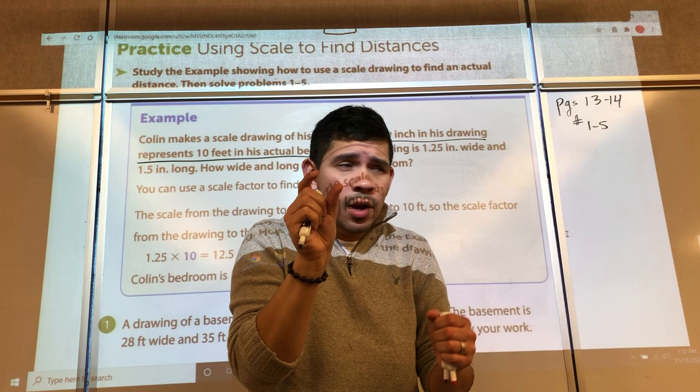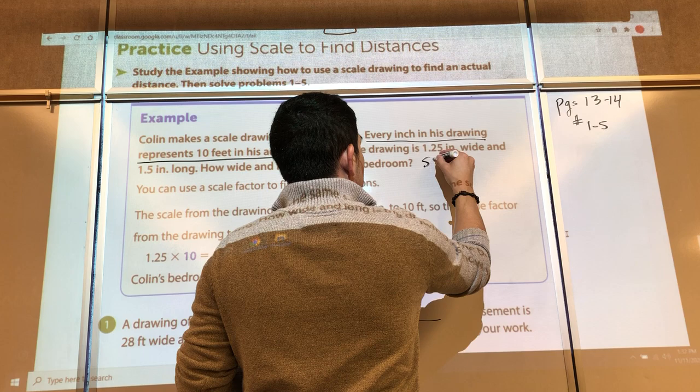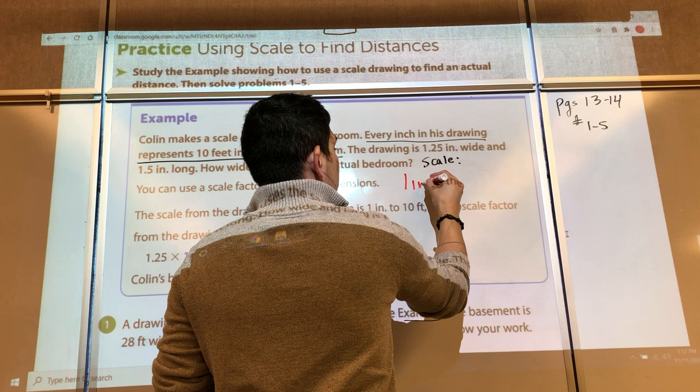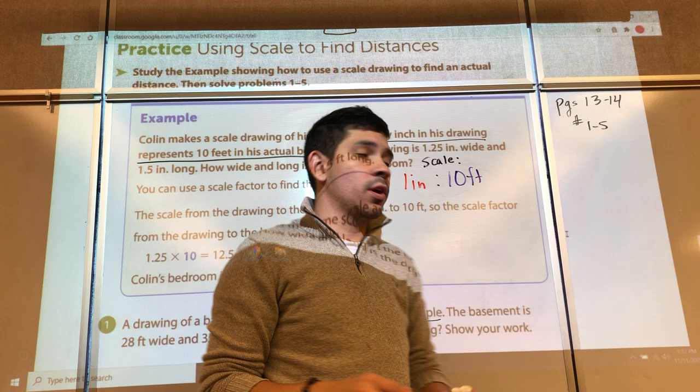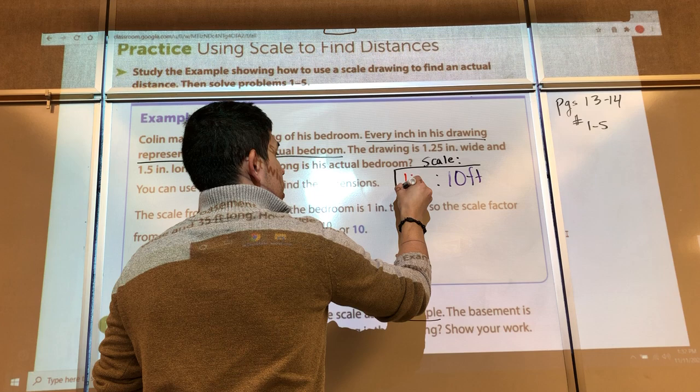So let's go ahead and talk about the scale here. This is an important thing. The scale is 1 inch to 10 feet. So what that means is 1 inch on paper means 10 feet in real life, okay? So that's the scale that we're gonna use. Very important to know the scale. Let's go ahead and look at number one. I have to go and scroll down.